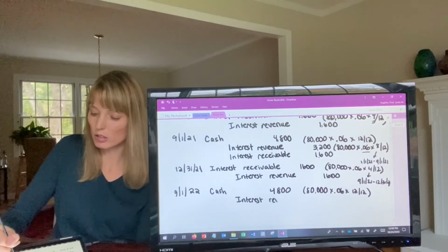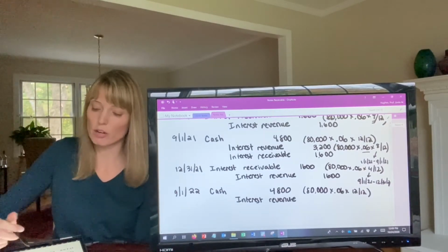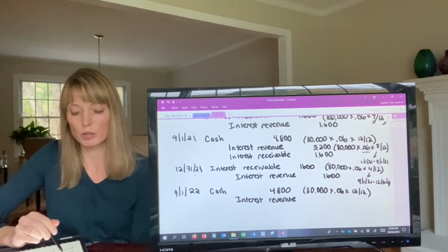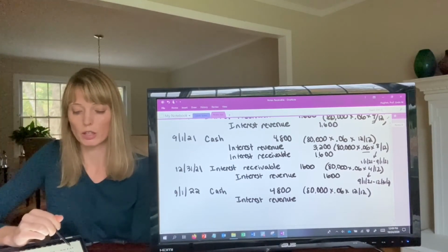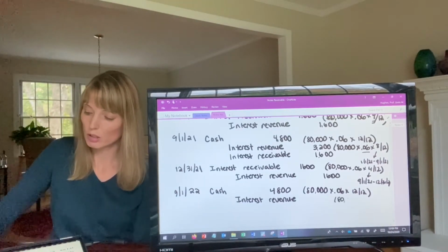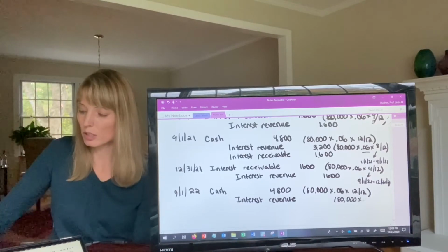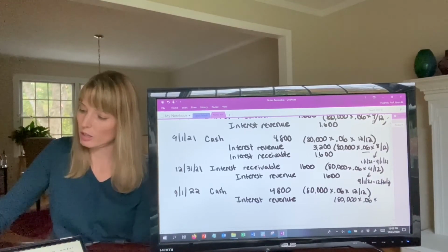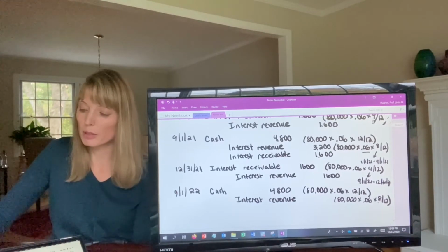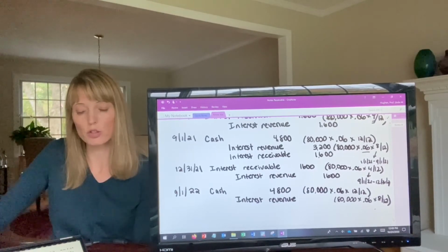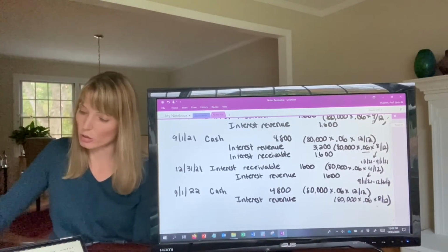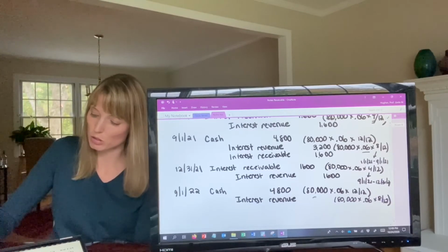because the last entry that was recorded to interest revenue was on December 31st, 2021. We need to accrue between December 31st, 2021 and September 1st, 2022. So interest revenue is $80,000 times 6% times 8 out of 12 months. Remember, those 8 months relate to January 1st, 2022 through September 1st, 2022. And so again, like we calculated last time, this comes to $3,200.